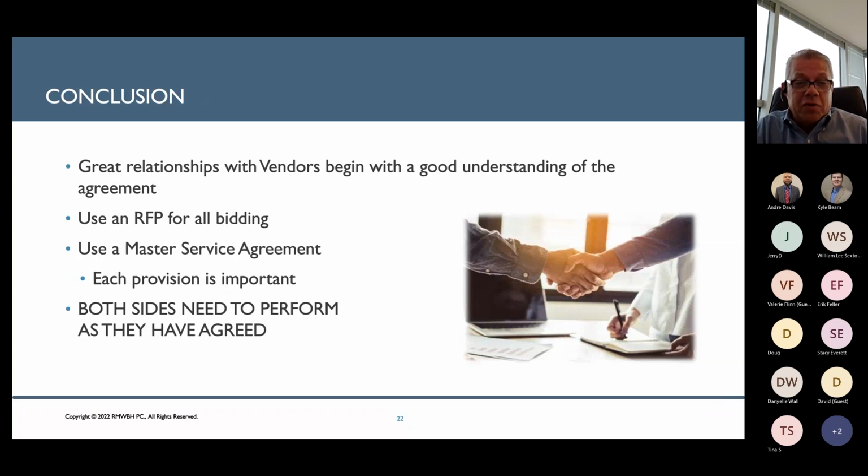So we've kind of gone through this. You can ask questions using the chat function. If you've got questions, I'm going to try to answer as many of those as I can. And the thing to keep in mind with vendors is that it begins with a good understanding of the agreement and what you expect from them. And that can be done in the contract, in the scope of work. It should be as detailed as possible so that both parties agree on what each party is expecting from this.